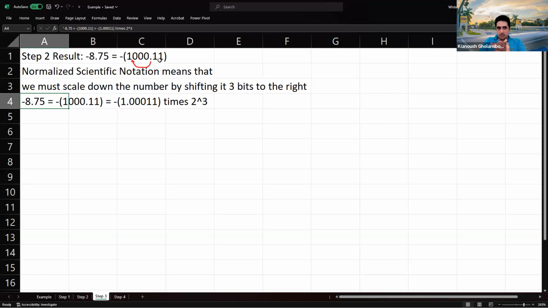And that basically means I'm going to scale down my number, right? And because I do that, I have to compensate for it by multiplying it by 2 to the power of 3, or 2 cubed. So the same number that I wrote here, as you see, will be 1.00011. So I moved the binary point 3 bits to the left. And to compensate for that, I said times 2 cubed. Right? This is the scientific notation for the number -8.75. That's the result of step 2.